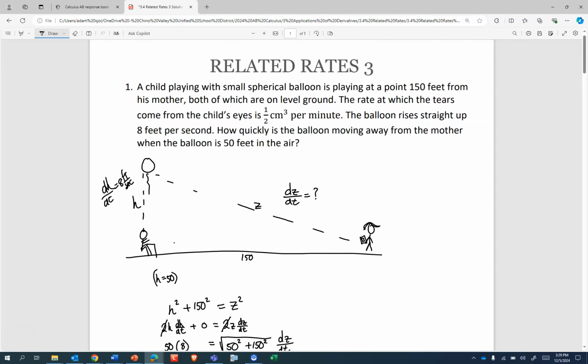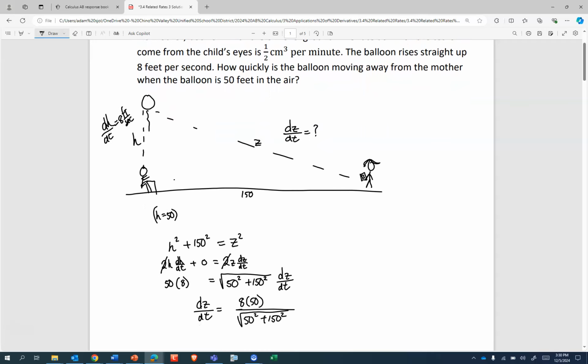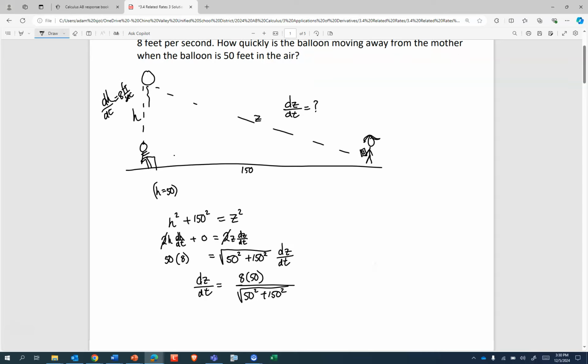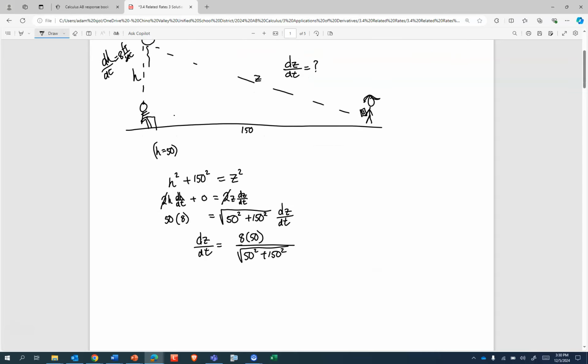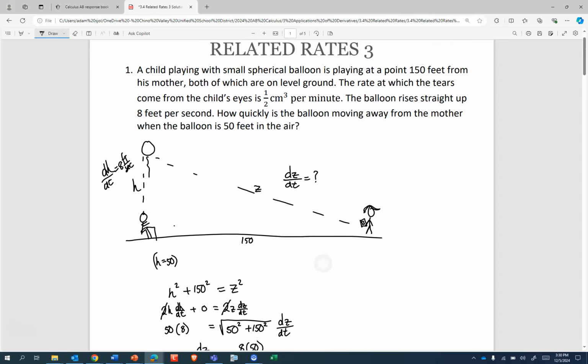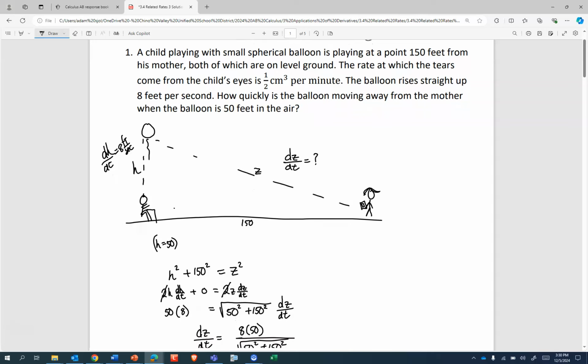My guess is you don't need my help writing out the conclusion, so I'll say it. I'm not going to spend the time writing it. When the balloon is 50 feet in the air, the rate at which the balloon is moving away from the mother is, whatever this number is, 8 times 50 over the square root of 50 squared plus 150 squared feet per minute. No, feet per second.